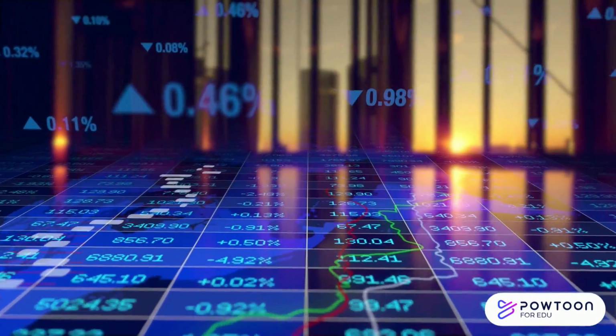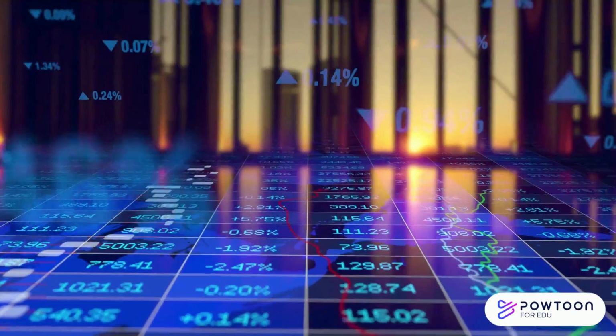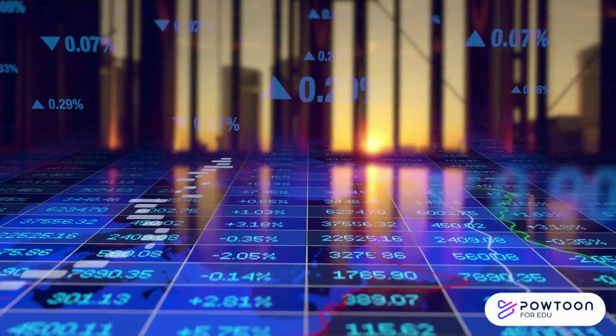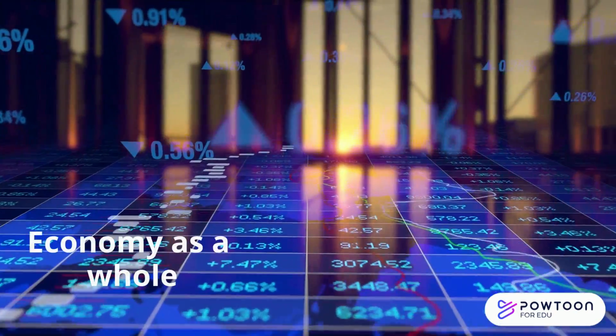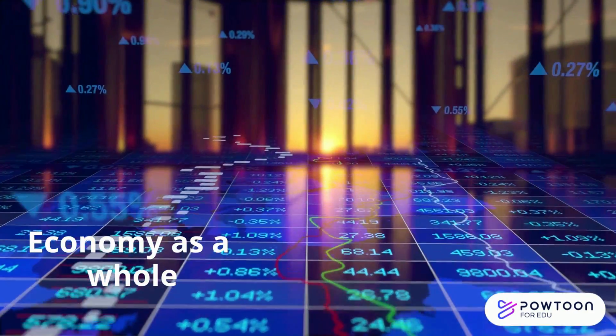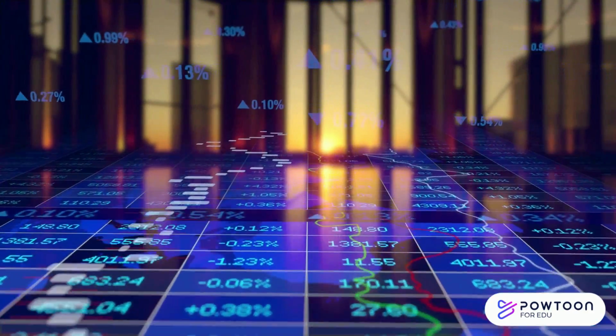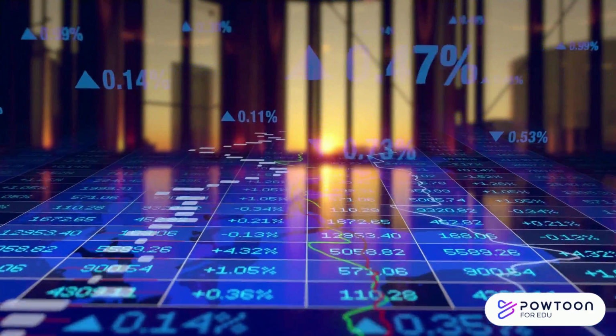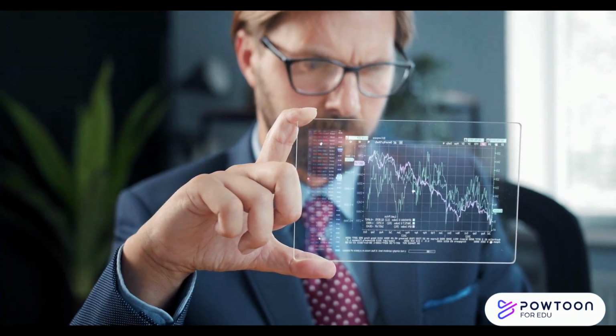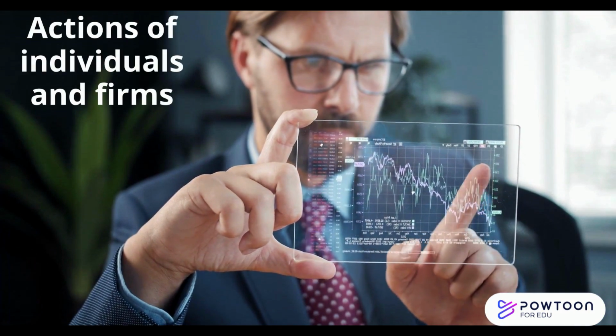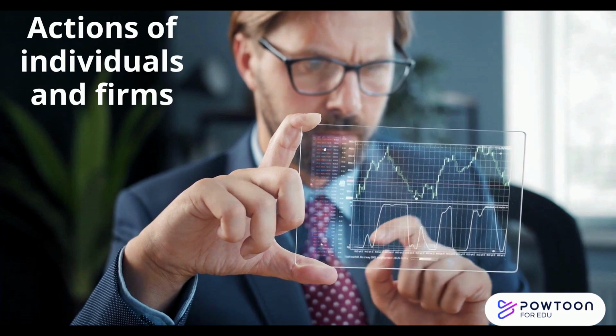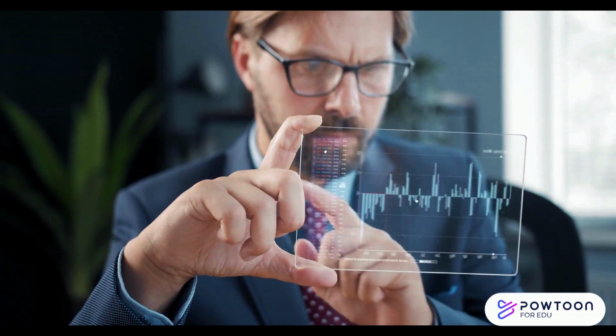The theory of marginalism was a significant departure from the classical economic theory that preceded it. The classical theory focused on the economy as a whole and did not take into account the individual behavior of consumers and firms. Marginalism, on the other hand, focuses on the actions of individuals and firms and how these actions affect the market and the economy as a whole.